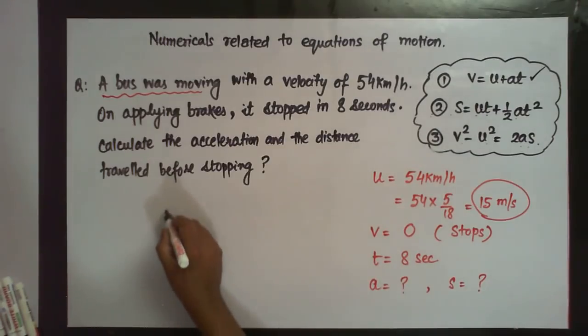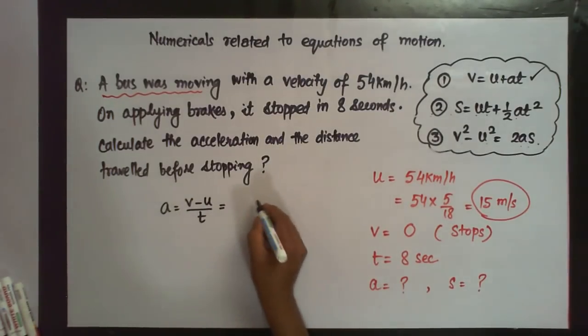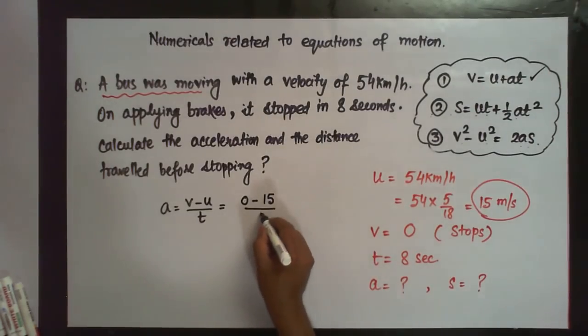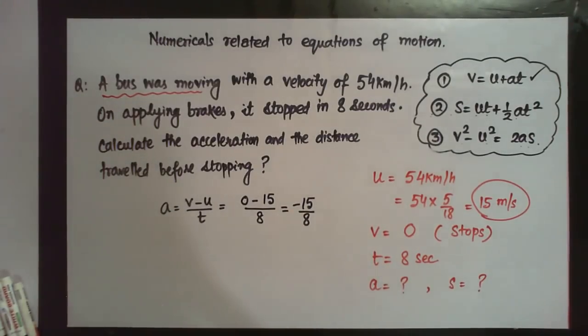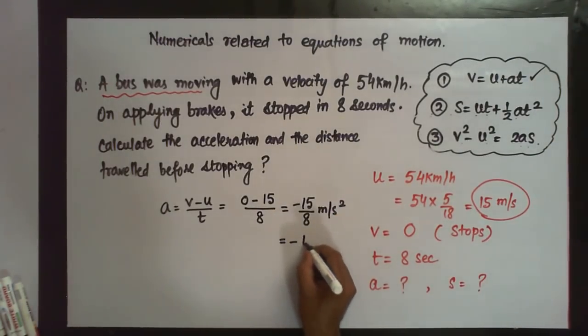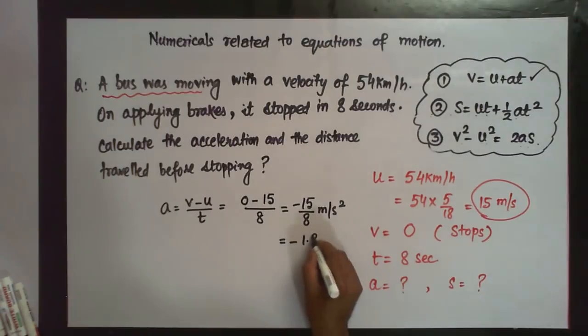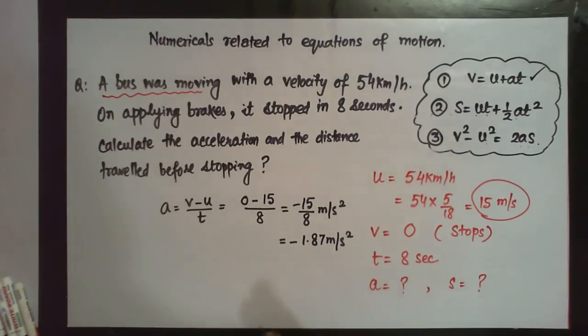So what is a? v minus u by t. What is v? 0. Minus u is 15 by time is 8. So it is minus 15 by 8 meter per second square. If you solve this, how much do you get? If you solve minus 15 by 8, you will get minus 1.87 meter per second square. This is the acceleration of the body.